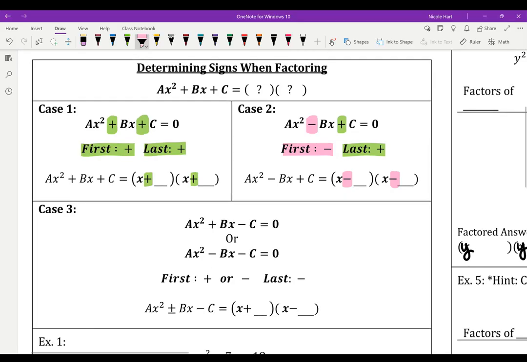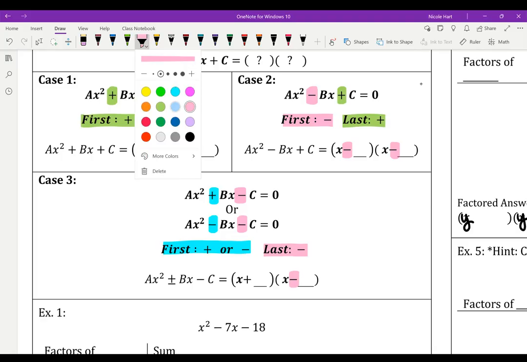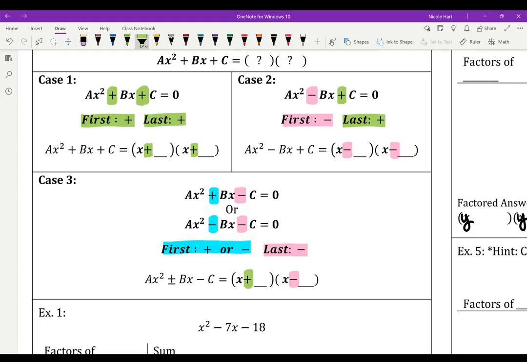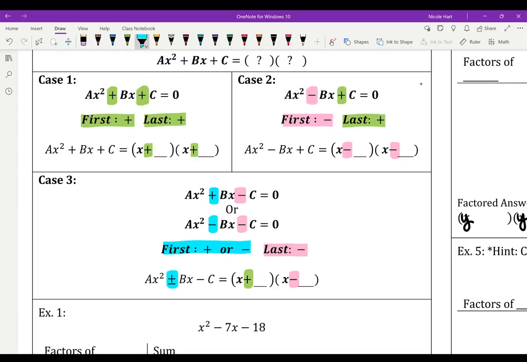Today, we're going to introduce the idea, well, what if we have a different mix? So here, for case 3, what we're going to deal with a lot today is if our last term is negative, and the first term could be positive or negative. It doesn't matter. It could be either one. Well, when this happens, we are going to have a negative term, and we are going to have a positive term. So it's kind of this weird situation where we could have addition or subtraction happening to be our second term in our standard form. And no matter what, we're going to end up with a positive and negative as our case.